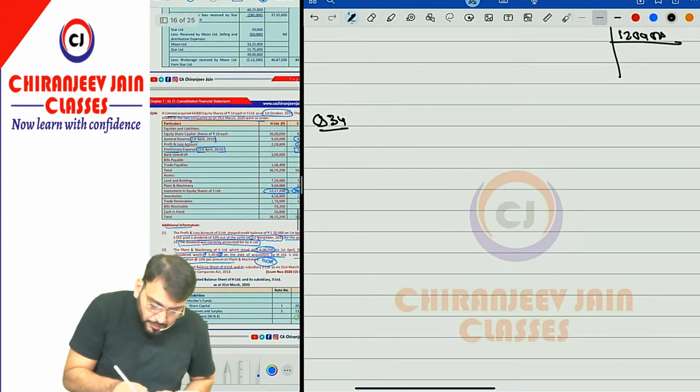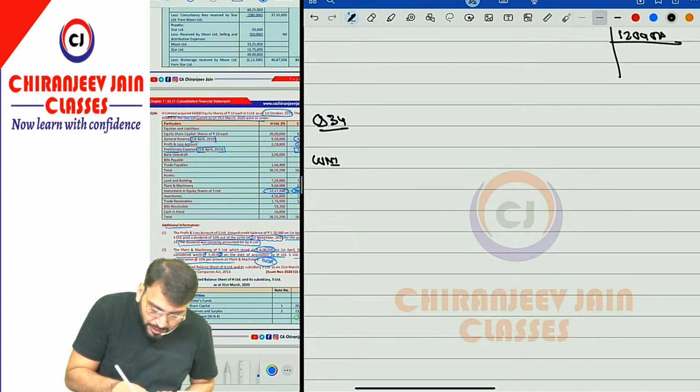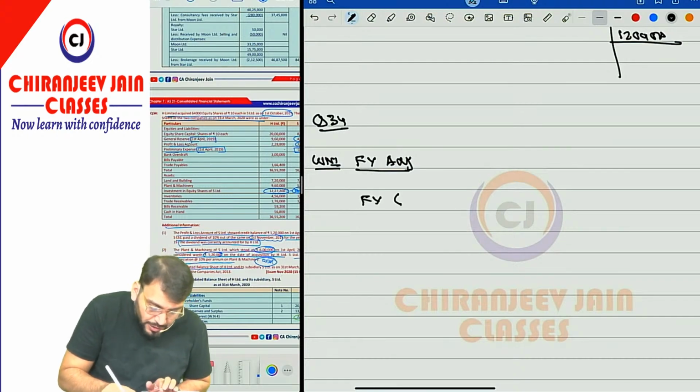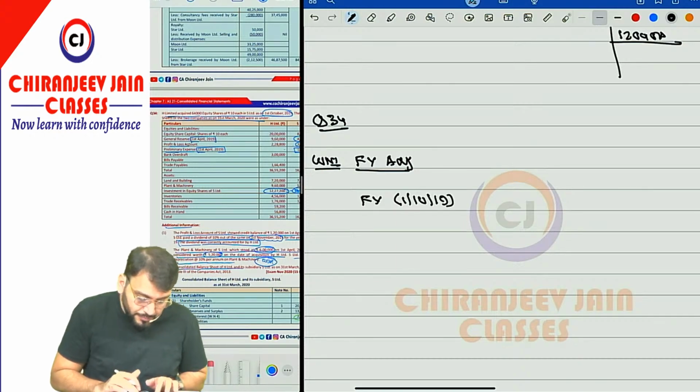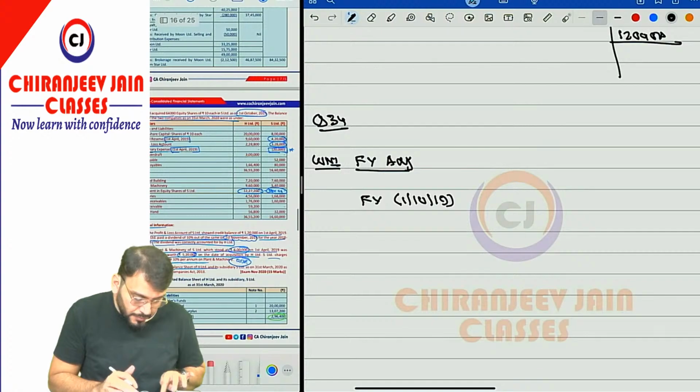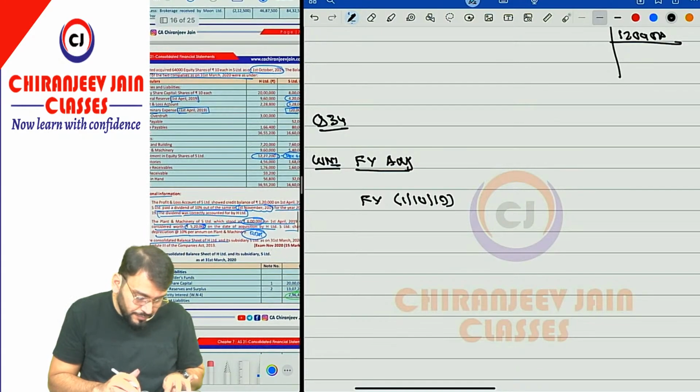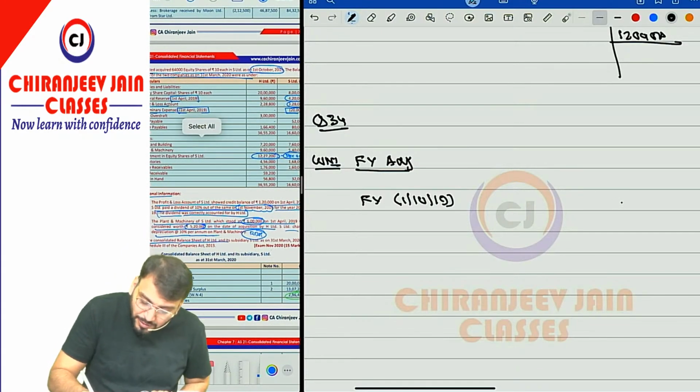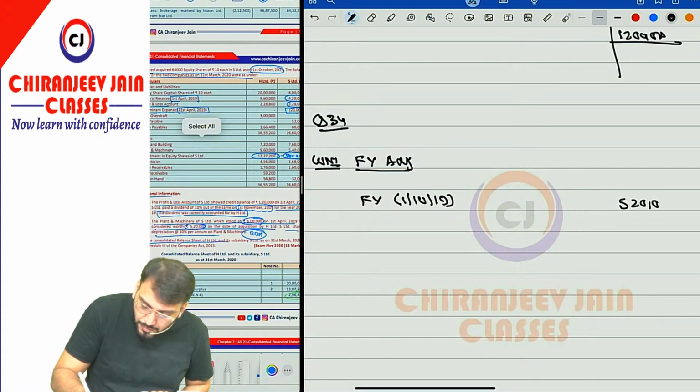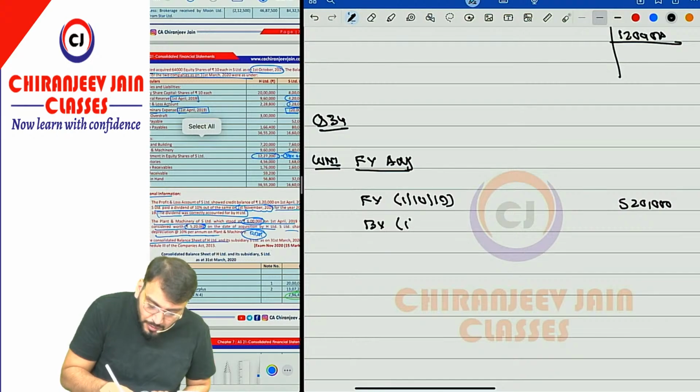So first, working note number 1 will do what? Fair value adjustment. So fair value they have given on which date? On 1st October 2019. How much? It is 5 lakh 20,000. We want book value on the same date, on 1st October 2019.